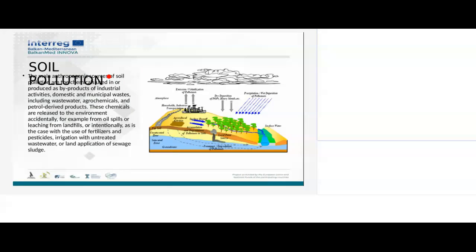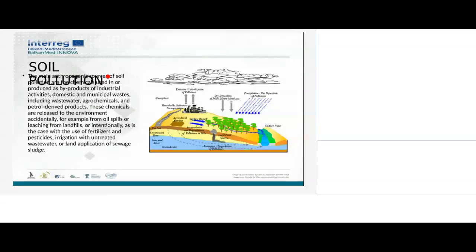So we are talking first about soil pollution. Soil is the world's largest filter, which protects the environment by keeping water and air clean in different environments. Also, soil can hold contaminants and immobilize them, reducing groundwater pollutants.